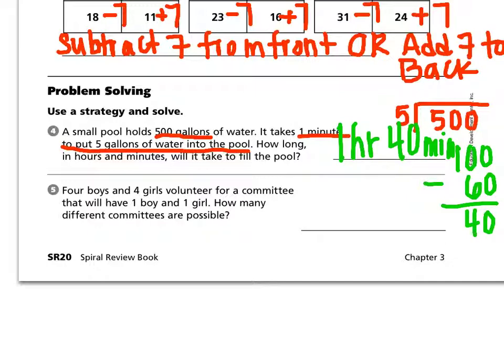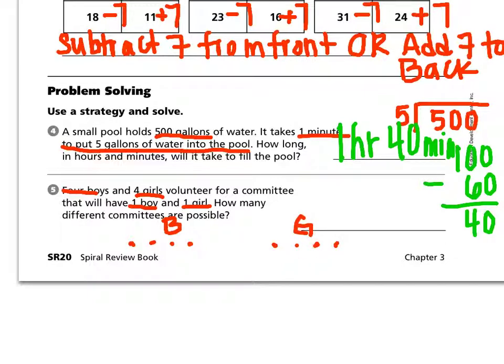Let's look at number 5. 4 boys and 4 girls volunteer for a committee that will have 1 boy and 1 girl. How many different committees are possible? So looking at this, I know that there's 4 boys and 4 girls, and that the committees just have 1 boy and 1 girl on it. So I need to figure out how many are possible. In order to solve this, I would make an intersecting chart. So I have 4 boys and I have 4 girls.